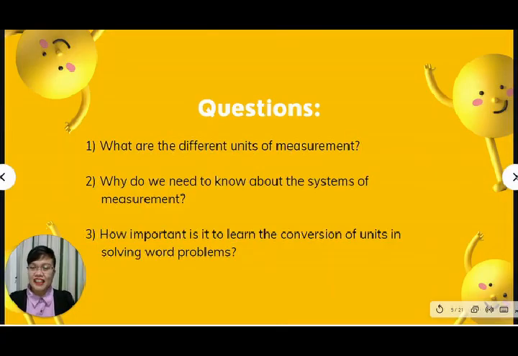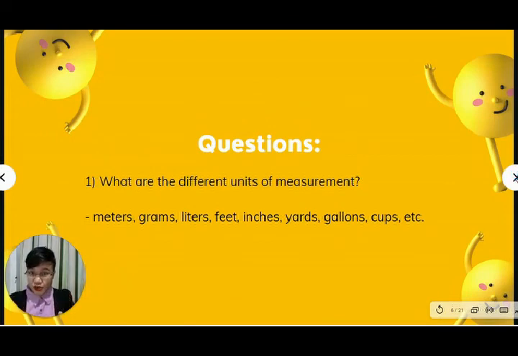There are questions that we have to answer as to why we need to discuss this lesson. We have 3 questions actually. Question number 1: What are the different units of measurement? Of course, we know some of these units because we use them, like when you want to buy 1.5 liters of Coke, or when you want to know how tall you have grown using feet or meters. So yes, these are the different units of measurement. We have meters, grams, liters, feet, inches, yards, gallons, cups, etc.